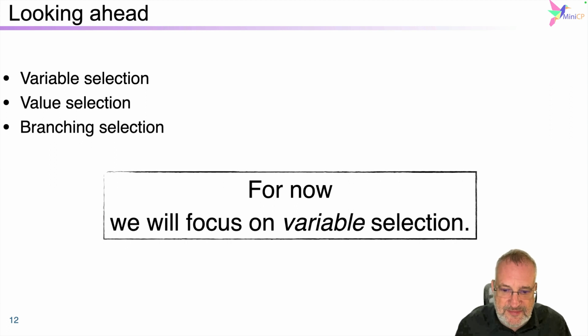Now, if we look ahead for this week, what we're going to do is variable selection, then value selection, branching selection, and we're going to start at the very first natural place, variable selection.